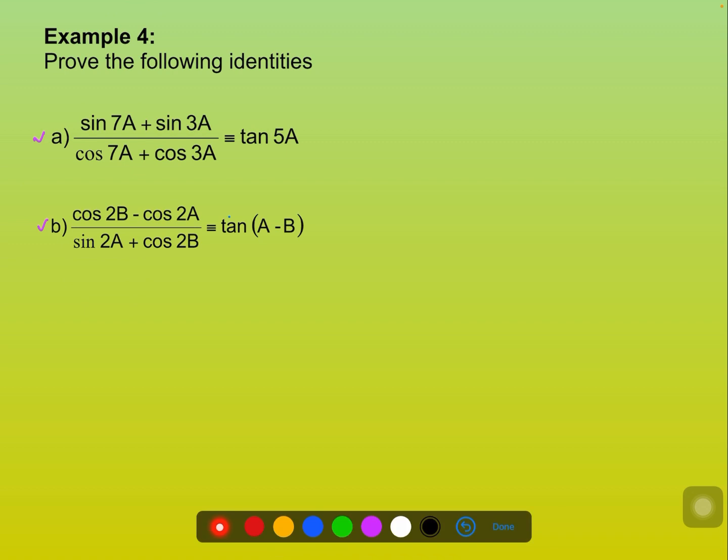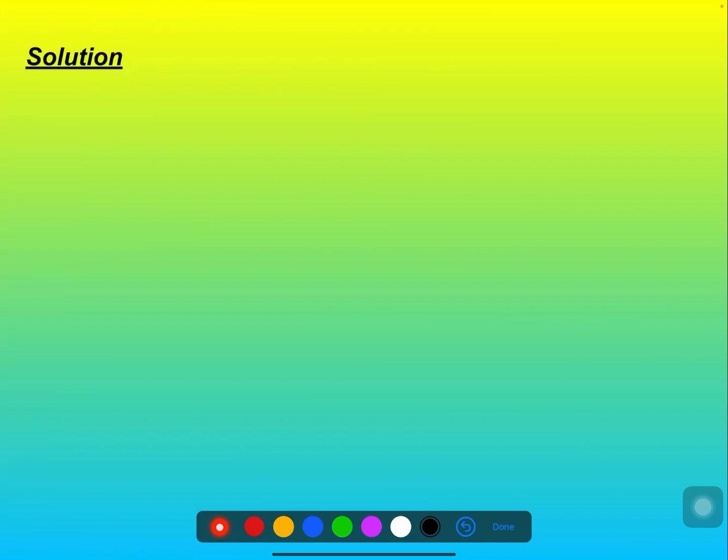Example 4. Prove the following identities. A, sin 7a plus sin 3a over cos 7a plus cos 3a equals tangent 5a. B, cos 2a minus cos 2b over sin 2a plus sin 2b is equivalent to minus tangent (a minus b). Okay, solution.